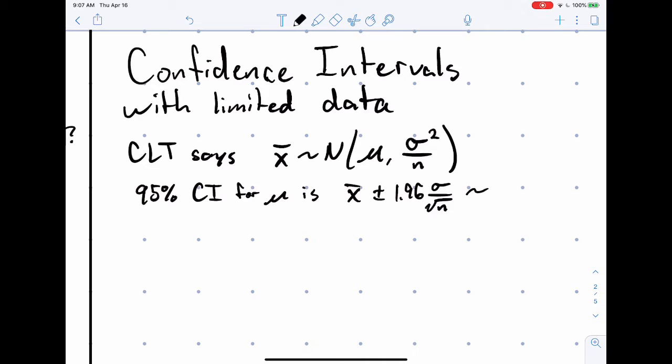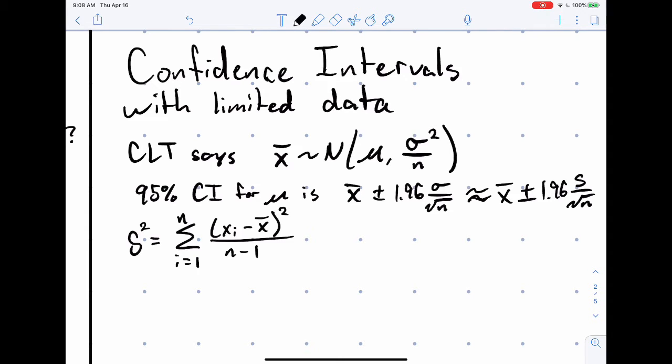Usually we don't have sigma, so we kind of wave our hands and say, all right, that's about the same thing as x bar plus or minus 1.96 times s over the square root of n, where s comes from the variance, where s squared is the sum of xi minus x bar squared divided by n minus 1. So we just plug in the sample variance for the true variance and get this. And usually this works fine if we have enough data that s squared is close to the true sigma squared.